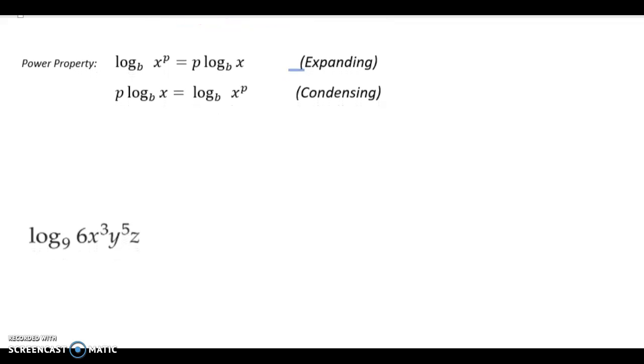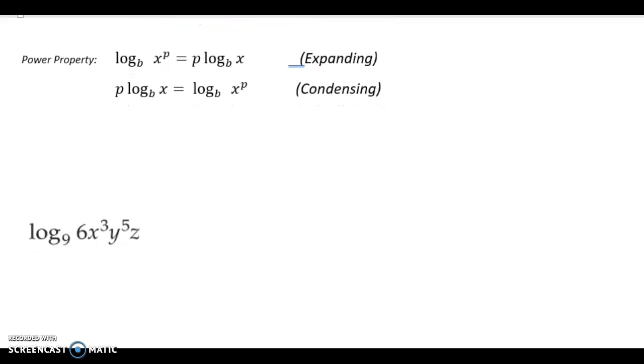Okay, the power property. The power property says if you want to expand and you have a power up here, you bring your power to the front of the word log. And vice versa, if you're trying to condense and you have your power in front of the word log, then you move that power back up over top of your x, and that would be condensing. Okay, here's one. Let's expand.